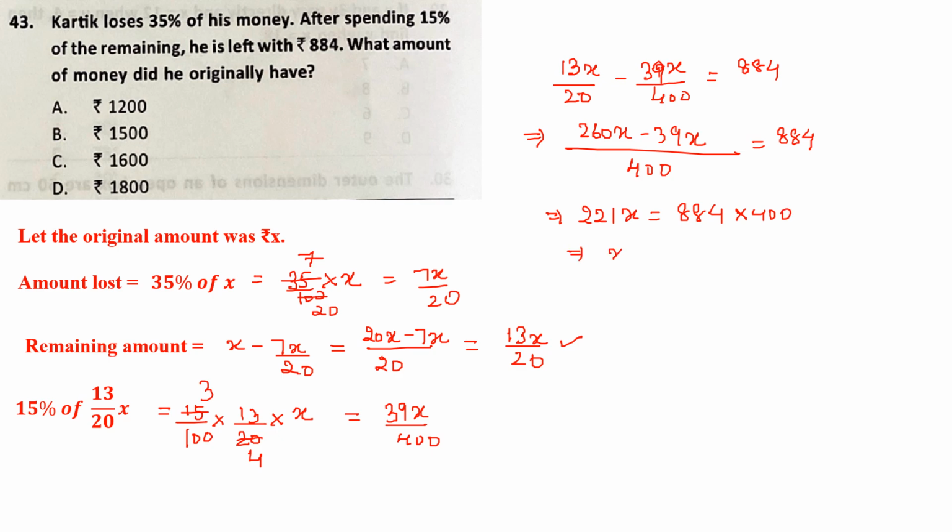And the value of x will be 884 into 400 divided by 221. And 221 times 4 is 884. So 4 into 400 is 1600 rupees. This is the amount which he was originally having, which is option C.